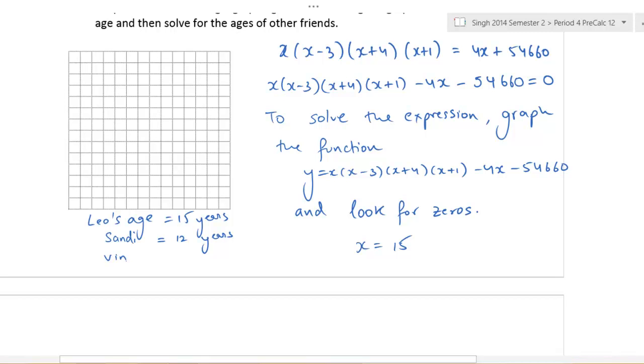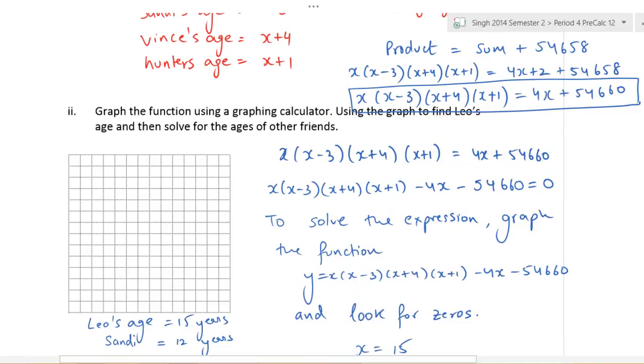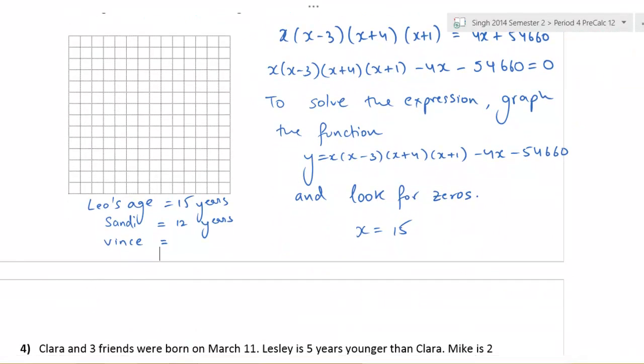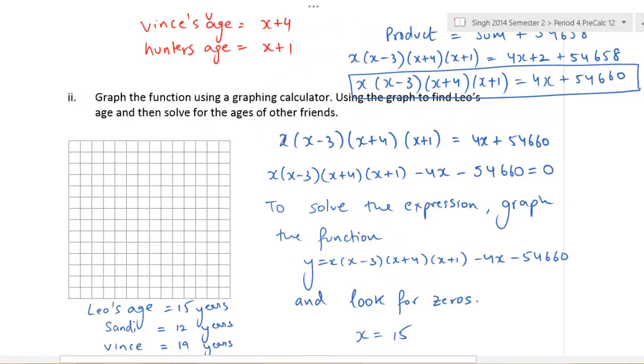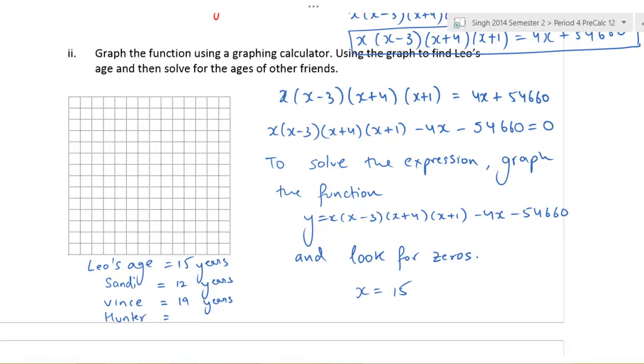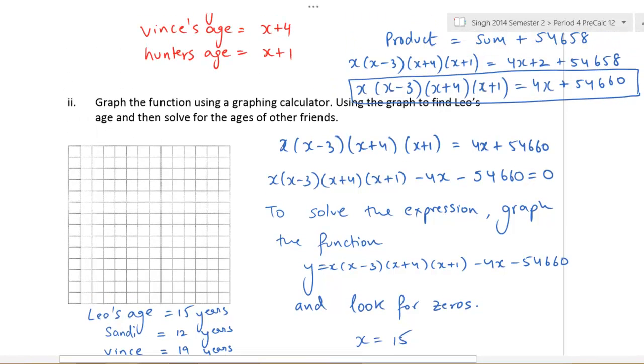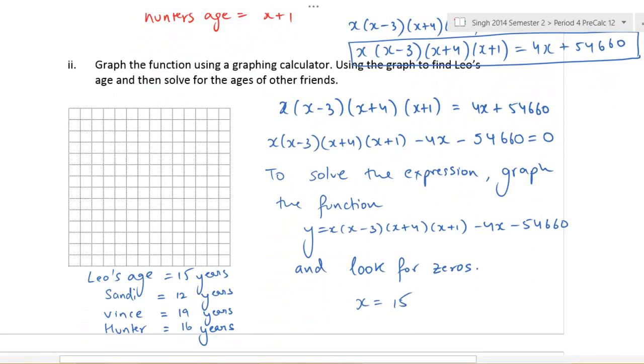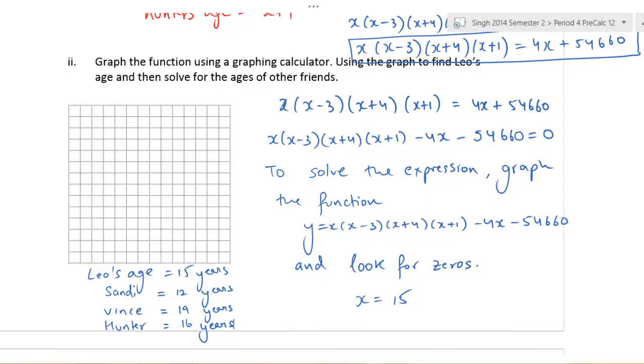Vince is x plus 4, so Vince is 19 years old. And lastly, Hunter is x plus 1. So Hunter is going to be 16 years old. And there we have it. We have used polynomial functions to answer that word problem and find the age of all the people in that example.